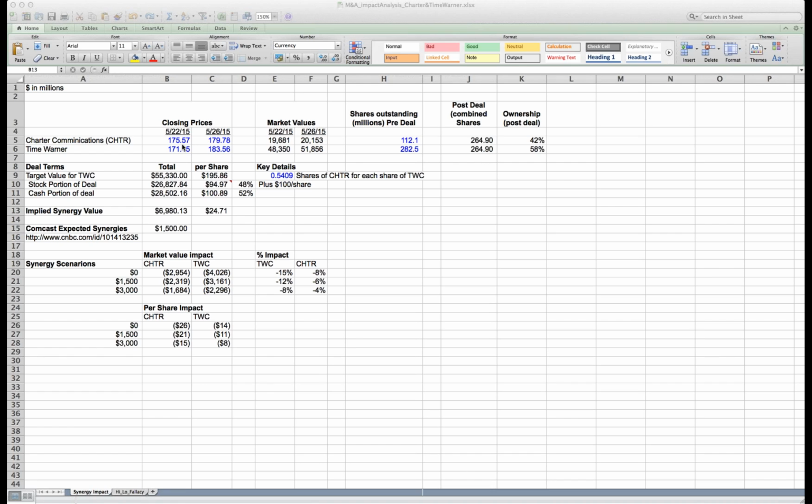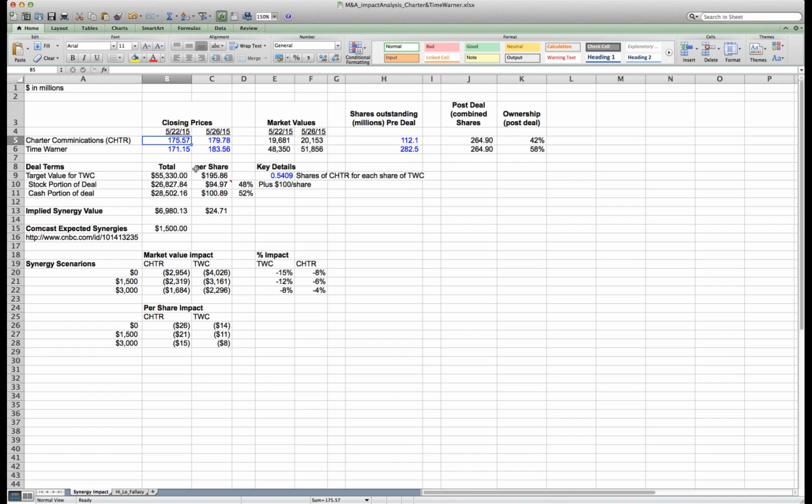So let's start with the basics. All right, closing prices. This was the closing price before the merger was announced. This is the closing price as of the end of the day yesterday. So we might have some slightly different data here. I'm sorry, I had this prepared a little bit earlier today, and I haven't updated for the 4 p.m. close. These are the market values implied based on the shares outstanding prior to the deal.